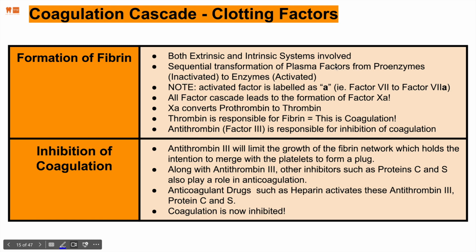Okay. Coagulation cascade, basically a formation of fibrin. Both intrinsic and extrinsic systems are involved. Sequential transformation of plasma factors, which is from proenzyme to enzyme. So, for example, fibrinogen to fibrin. That's basically what they're trying to say. Note, the activated factor is labeled A. All right, so we notice that a lot.